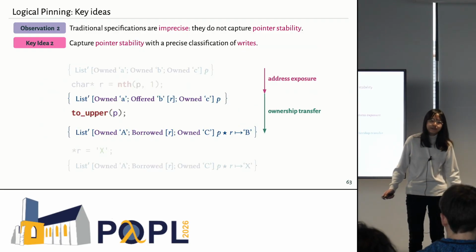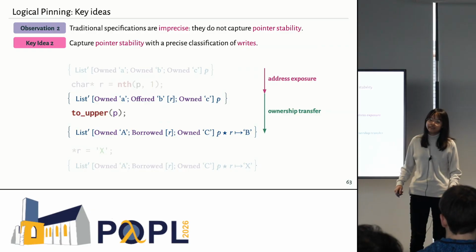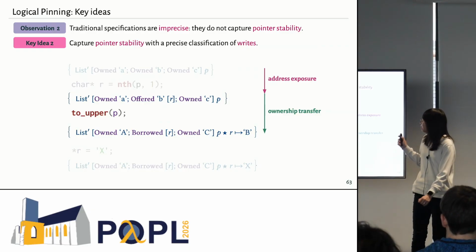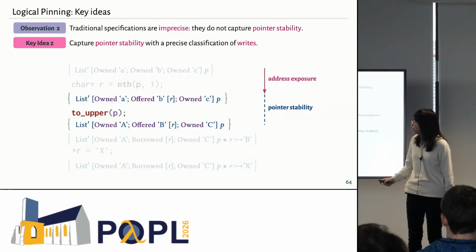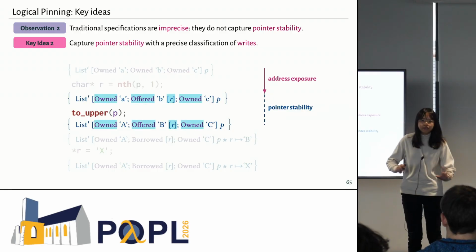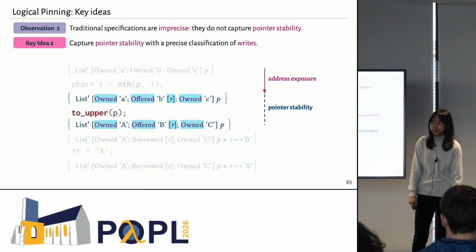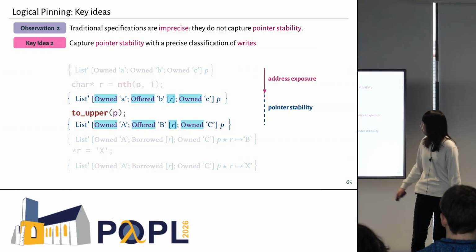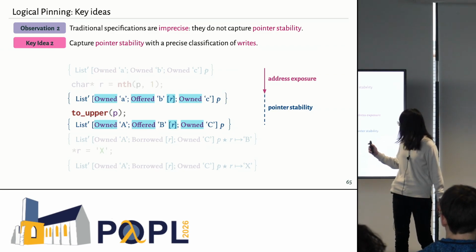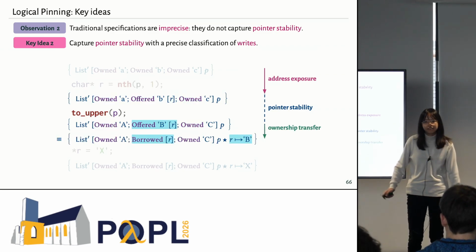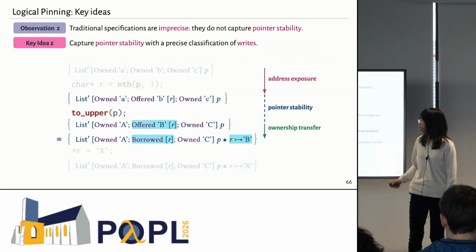So we know that two-upper is one example of the in-place write. We can capture the pointer stability by saying that it's going to preserve all the borrowing states and all the exposed internal pointers of this input state. So we have this offered state at the end here. And then we do the ownership transfer later when we need it.